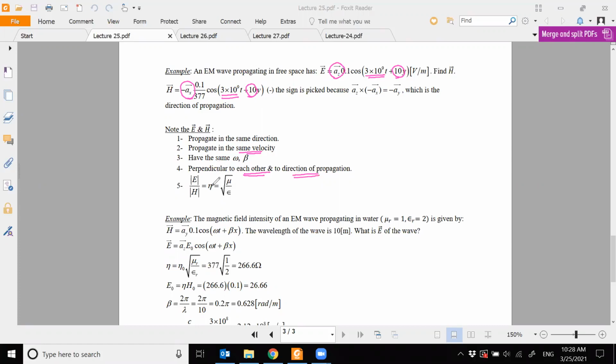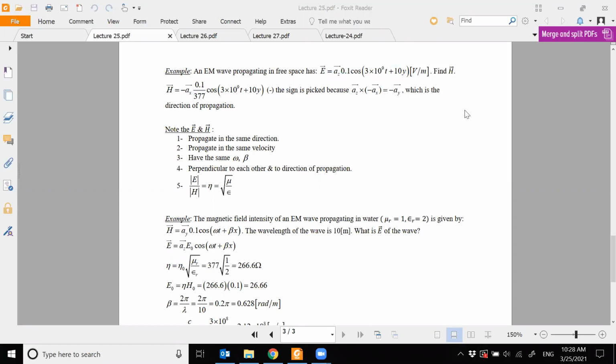And the last thing is your intrinsic impedance is nothing but root of mu over epsilon, which can also be taken as the magnitude of E over the magnitude of H. If you divide the magnitude of E by the magnitude of H, you will get nothing but the intrinsic impedance. Okay, so these are the conclusions.